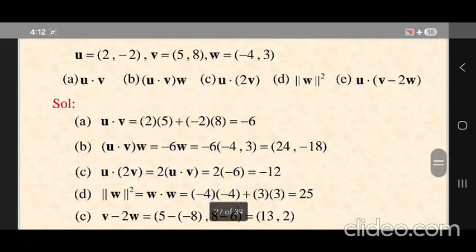Then the C part, u dot 2v. Here 2 is a scalar, so take it outside: 2 times u dot v. The u dot v value is minus 6, so the answer is minus 12. Then the D part, norm w squared. Norm w squared is by definition w dot w. Multiplying the w vector components, the answer is 25. Then v minus 2w. Substituting the v and w vectors, the answer is (13, 2).